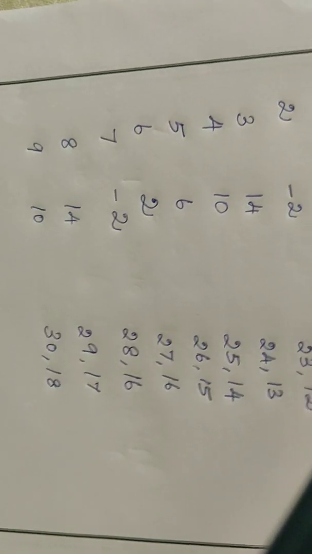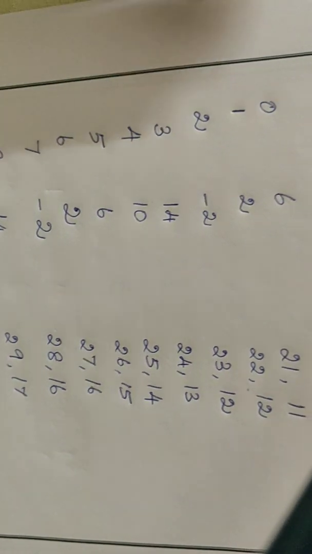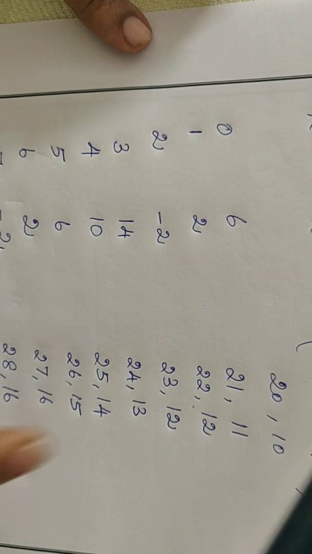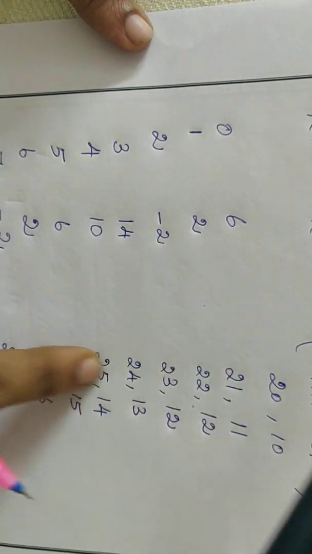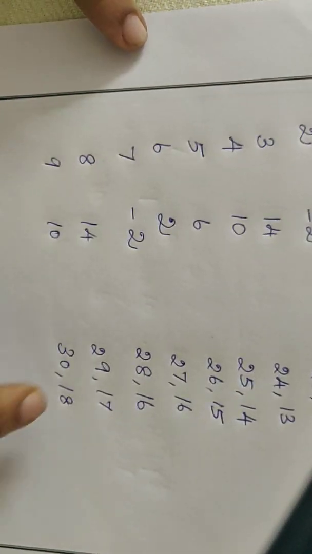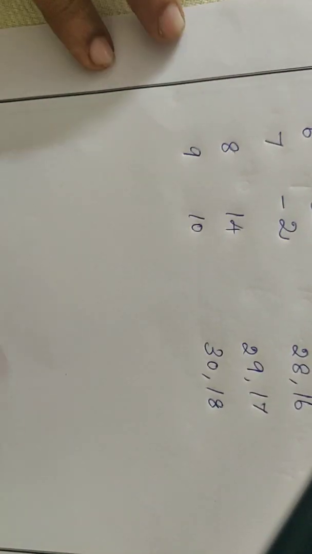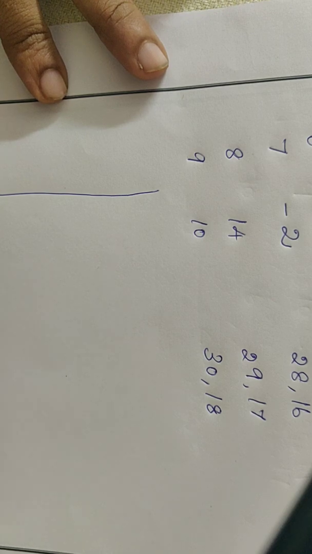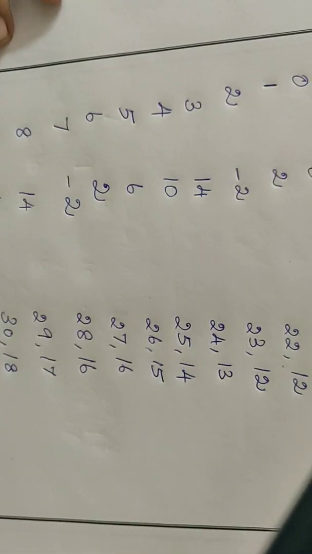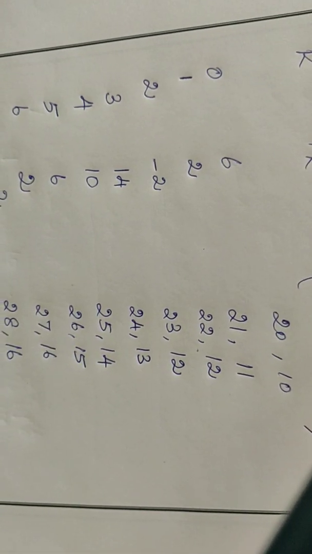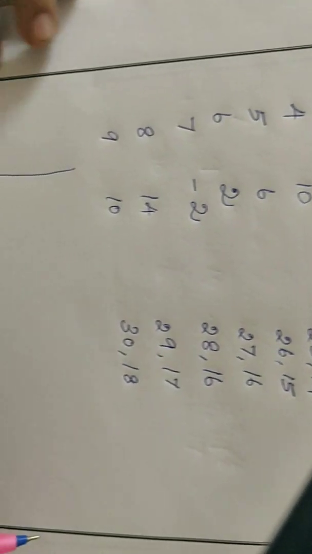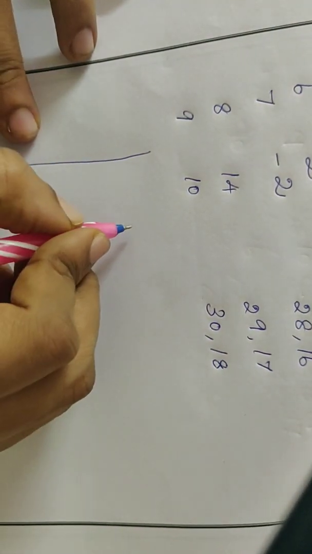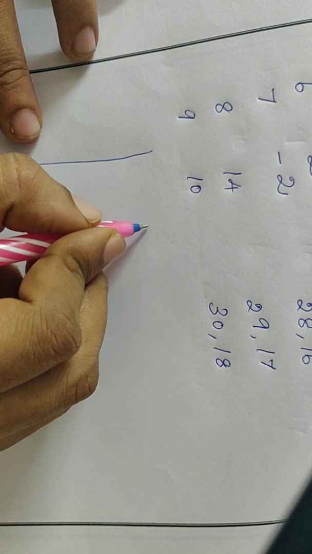So this is my complete table. I have started with 20, 10. I have calculated and I have reached 30, 18. Now you have to plot your line. So x value is starting from 20 and y value is starting from 10.